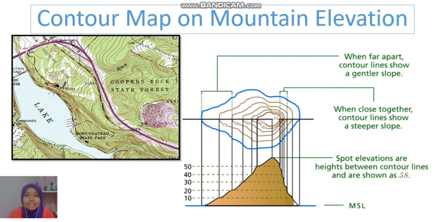Okay, last one. Here this one shows a contour map. A contour map is a map that shows the height of the mountain. If you see a lot of curved lines here, that shows that there's a mountain in that area. So this is an example of a contour map. You can find the elevation of a mountain by looking at the contour map.